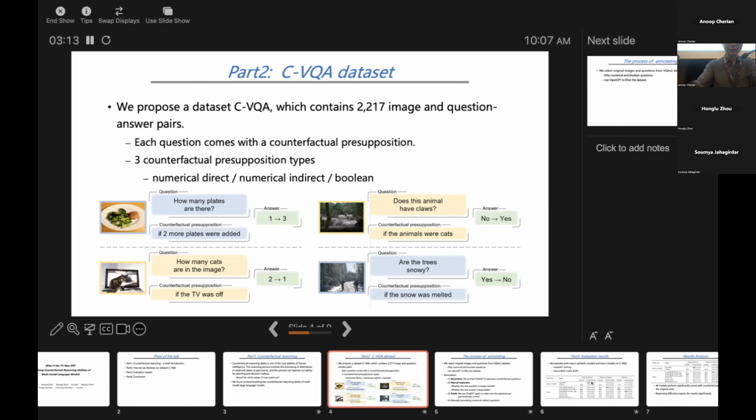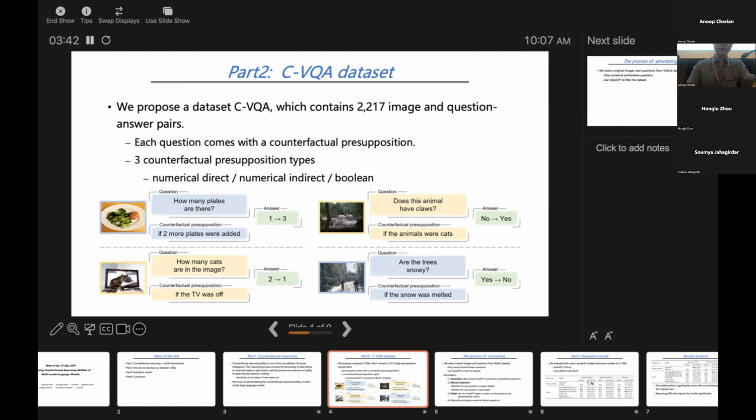And we also created some indirect numerical questions that ask it to use some other knowledge to solve the question, like the left bottom corner. The original question was how many cars are there in the image, which means how many cars are there in the TV. And we're asking it, what if the TV was off? And you know that when the TV is off, there's only one cat that is on the table, not in the TV. So this is more indirect.